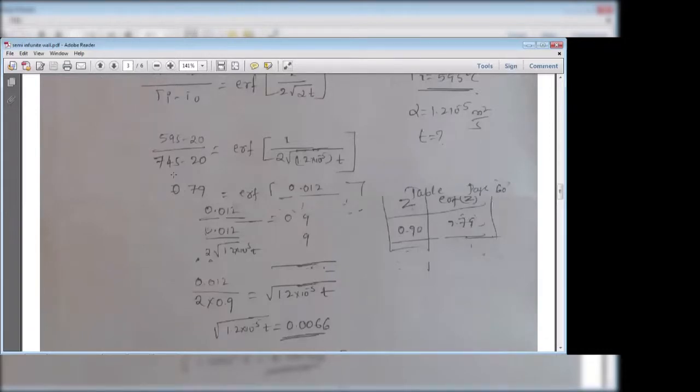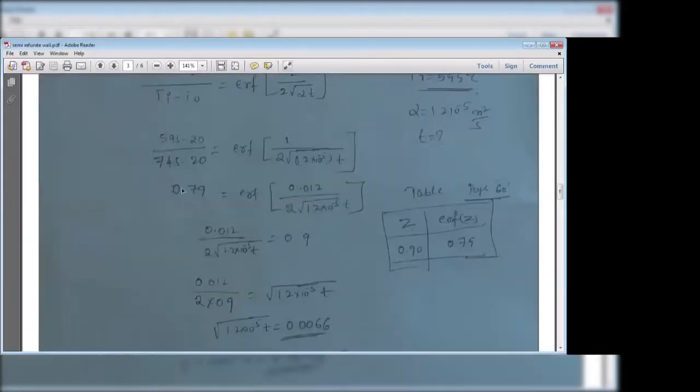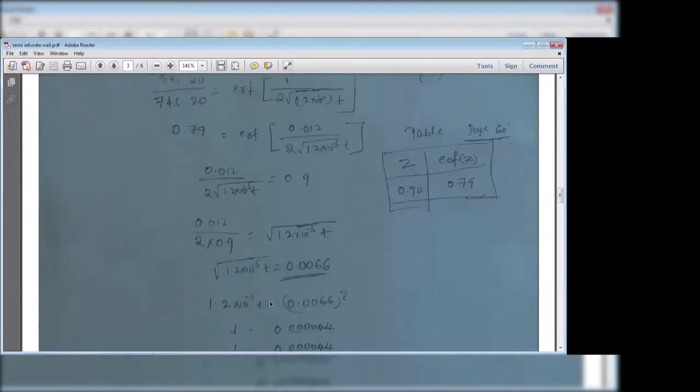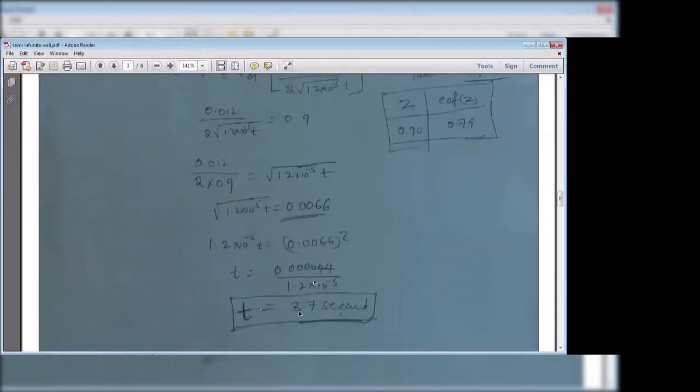So here erf(Z) is equal to 0.79, then Z is equal to, because x divided by root of alpha t is equal to 2 into root of alpha t, the Z value is equal to 0.9 here. Understand? Then you can calculate the t, which is equal to 3.7 seconds here.